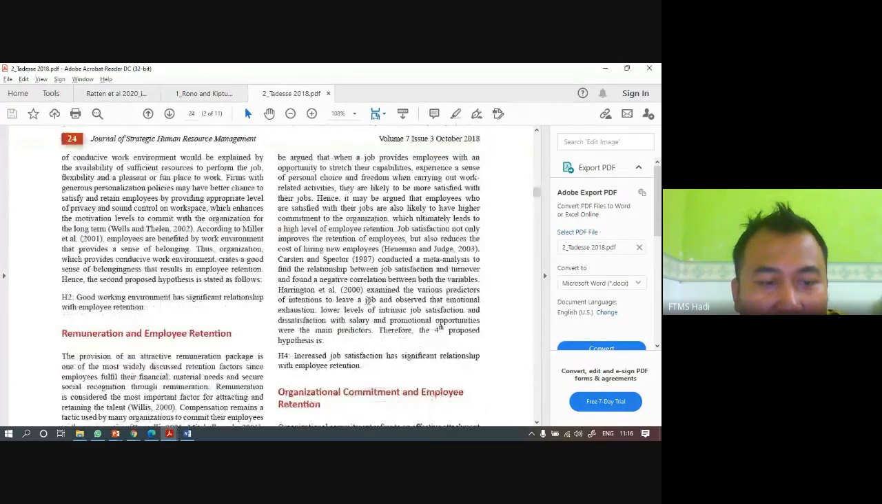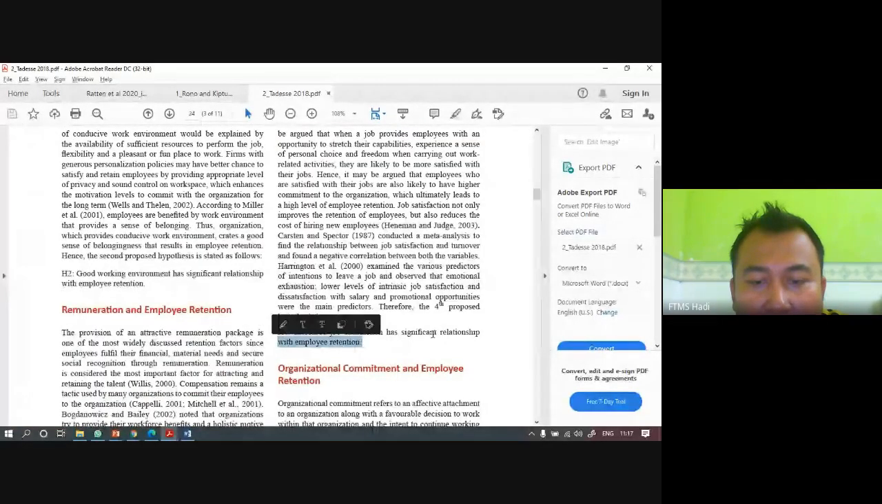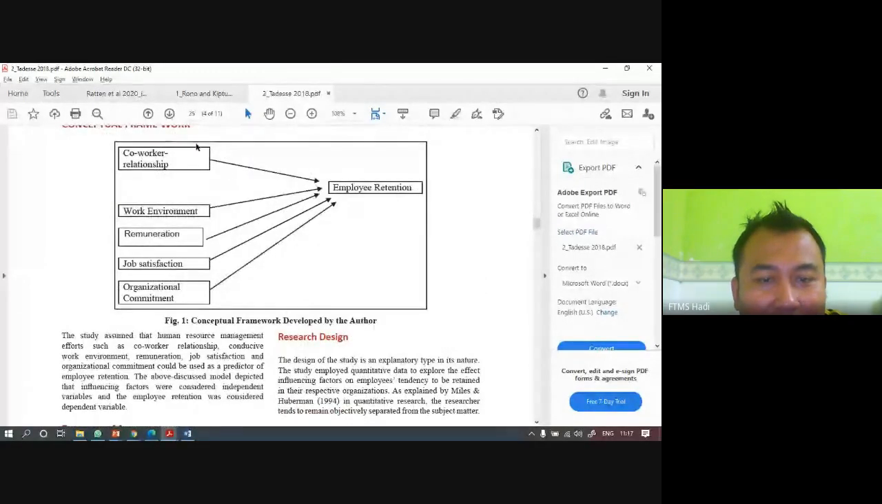And have a look at H2. Employee retention is your IV, and this one is your DV. This one is your independent variable. This one is the same thing. Look at the hypothesis only. If you don't have a framework, look at the hypothesis. Yeah, have a look at this one.